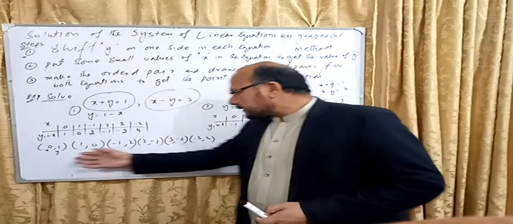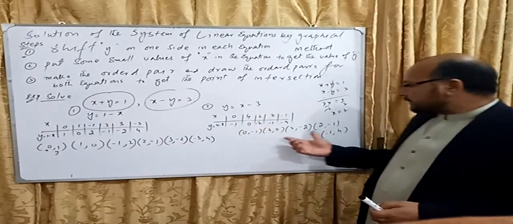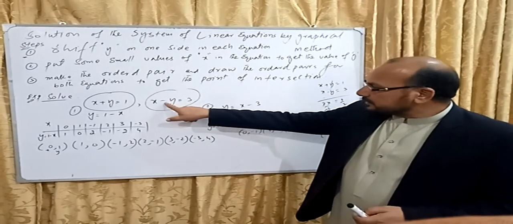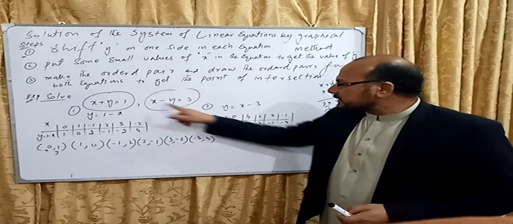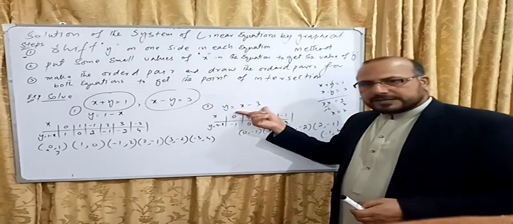After getting 4, 5 or 6 ordered pairs, you will get some ordered pairs of the second equation by doing the same procedure. If you shift y to the other side, it will become plus, and if you shift 3 to the other side, it will become minus. So this equation will become in this shape.